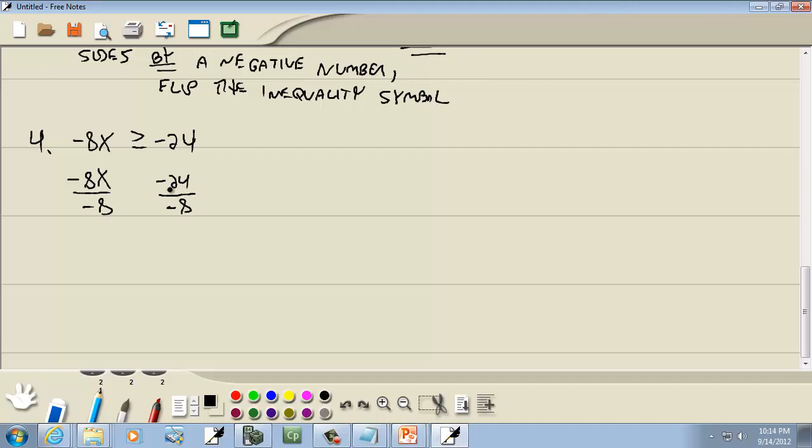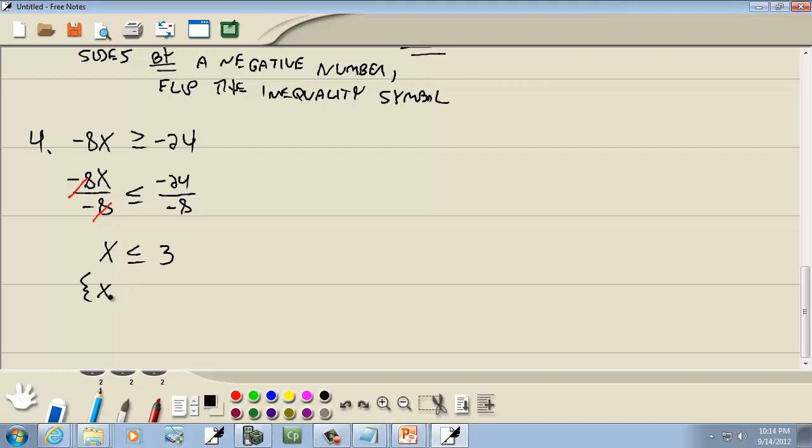Now remember our note up at top. If you multiply or divide both sides by a negative number, when we're dividing both sides by a negative 8, then you flip your inequality symbol. So the greater than or equal to becomes a less than or equal to. These negative 8s cancel. And then we got x is less than or equal to negative 24 divided by negative 8. Negative divided by negative is positive, and 24 divided by 8 is 3.